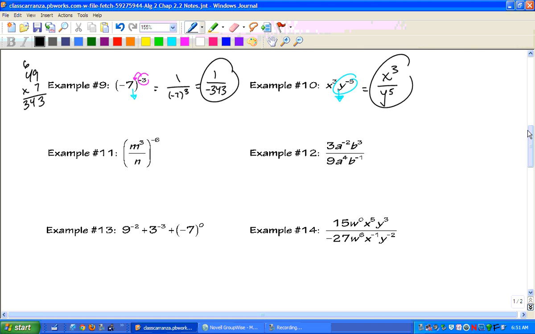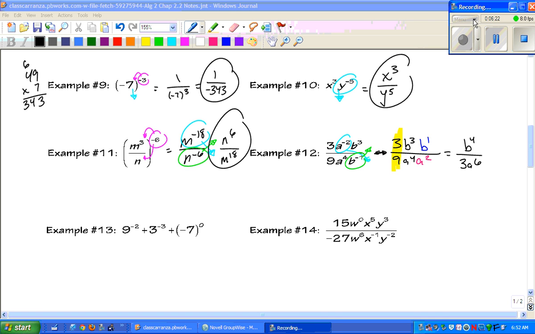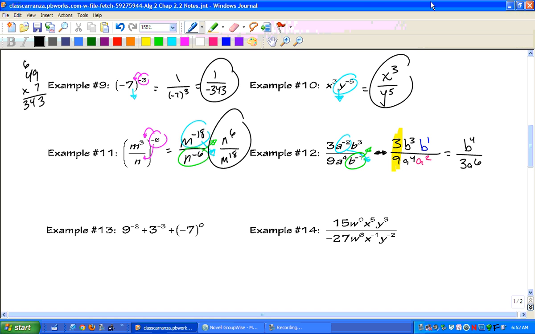All right, why don't you guys try examples 11 and 12 right now? Go ahead and pause the video, and the answers will be up in just a second. Okay, and there are the answers. For example 11, we had to distribute the negative 6 to everything. Okay, and then you get m to the negative 18th, n to the negative 6th. Exponent's negative, drop it like it's hot. If it's already on the bottom, bring it up to the top.